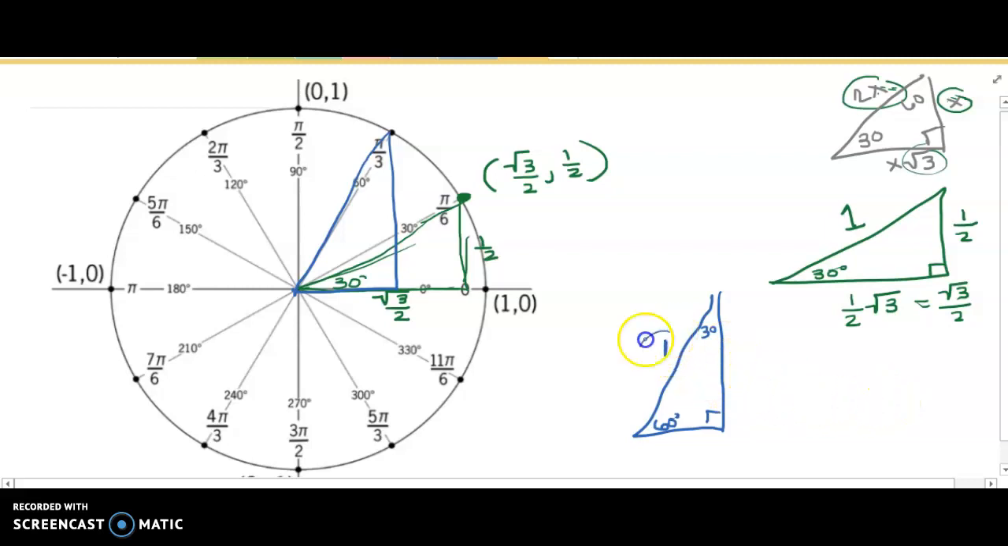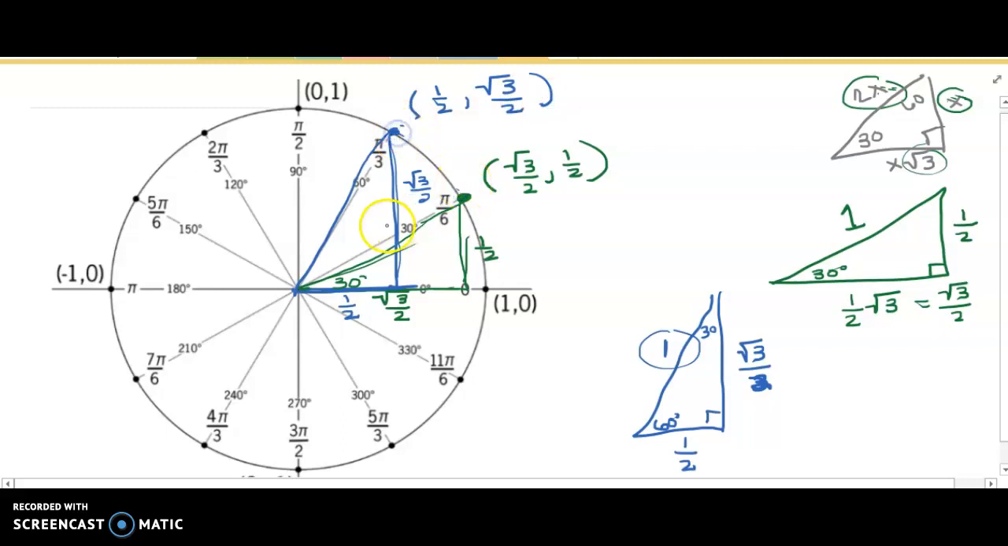My short side is still going to be half of this, and my long leg is going to be the short side times square root of 3, so square root of 3 over 2. These are pretty much the same thing, just flipped. So that means from here to here is 1/2, and up and down, this is square root of 3 over 2. So this point here has to be 1/2, comma, square root of 3 over 2.